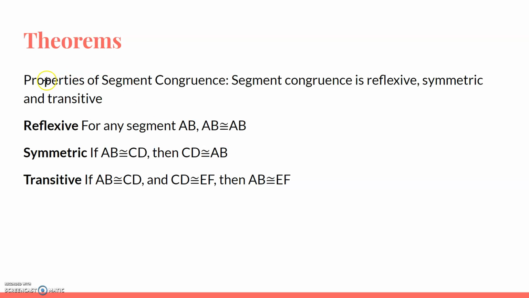Alright, some theorems. First off, the properties of segment congruence. Segment congruence is reflexive, symmetric, and transitive. Reflexive: for any segment AB, AB is congruent to AB. Symmetric: if AB is congruent to CD, then CD is congruent to AB. Transitive: if AB is congruent to CD and CD is congruent to EF, then AB is congruent to EF.